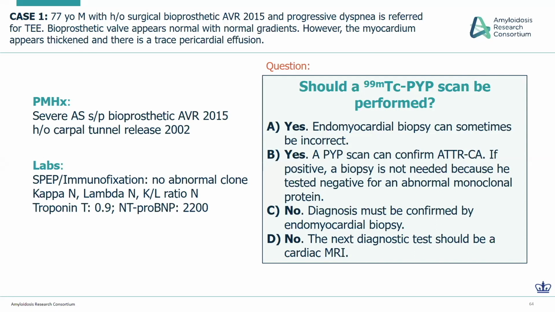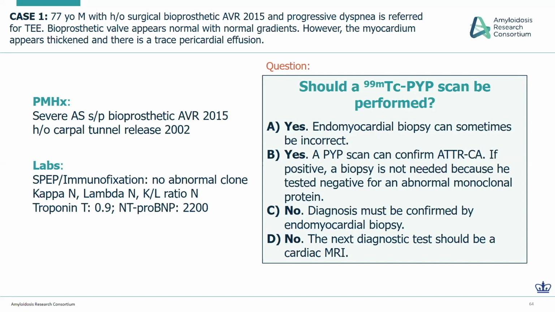So case one, 77-year-old male with history of surgical bioprosthetic AVR 2015 and progressive dyspnea. The bioprosthetic valve appears normal with normal gradients. However, the myocardium appears thickened and there is trace pericardial effusion. Past medical history, severe AS, status post bioprosthetic AVR 2015, and history of carpal tunnel release in 2002.